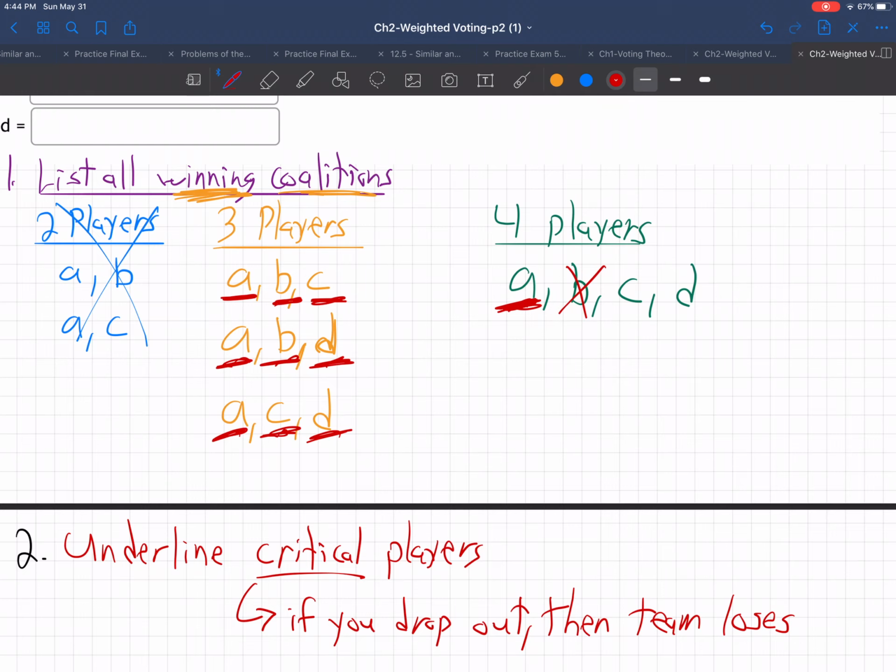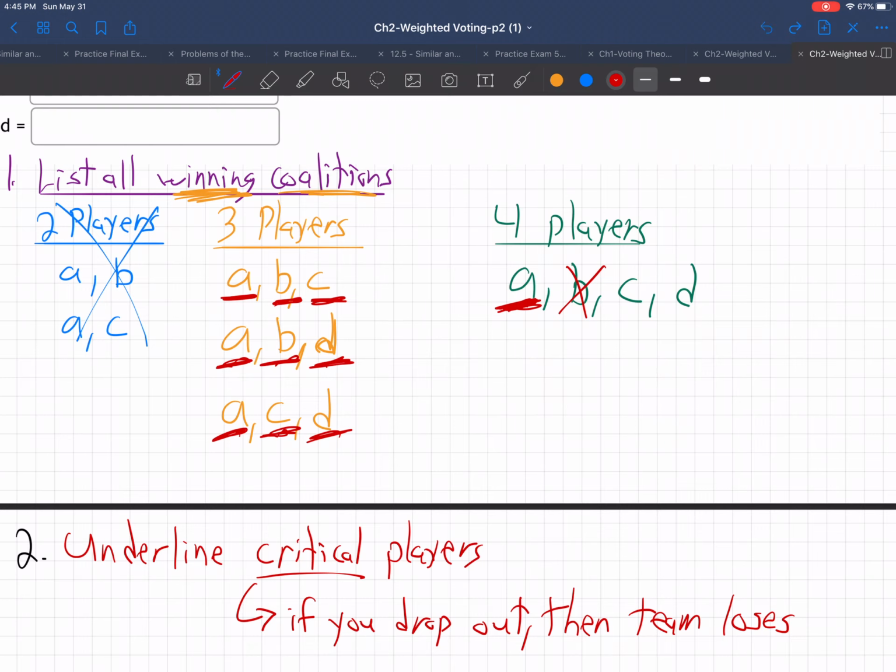How about if B drops out of this team? Well, then they have A, C, D left. Is that still a winning team? Remember, we're just dropping them out one at a time. If just B drops out, then they have A, C, D left. Does that become a losing team? No, they're still winning because they still have 3 members. A, C, D is 3 members, and they have the president. They have A, so they're still good to go.